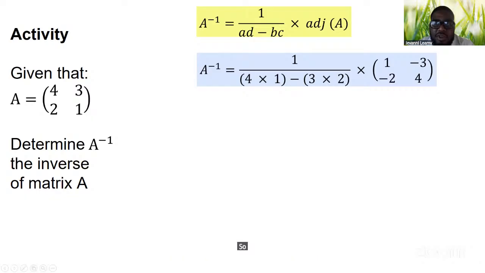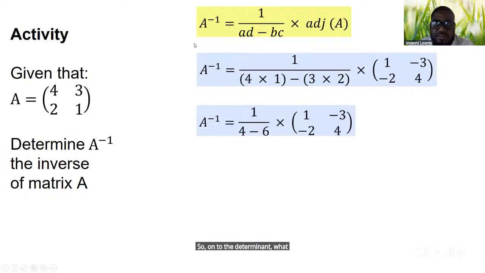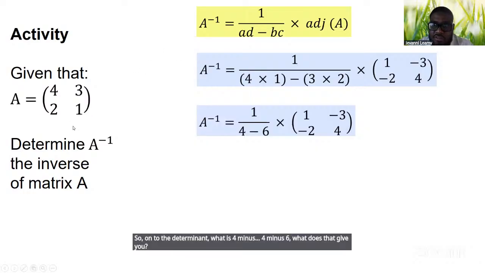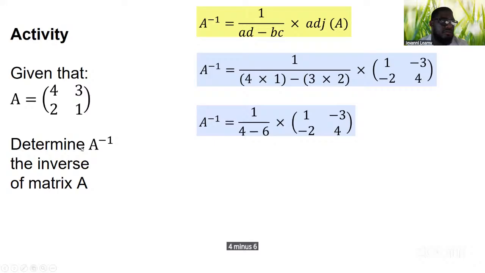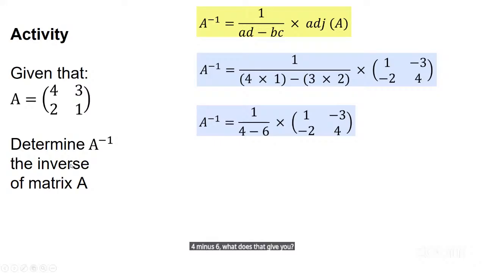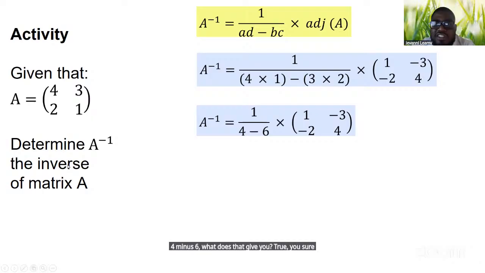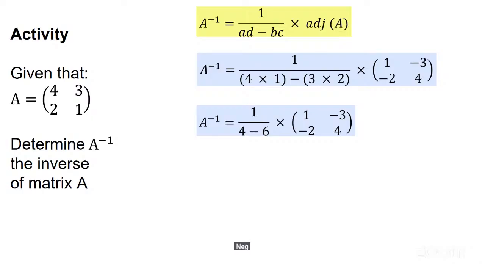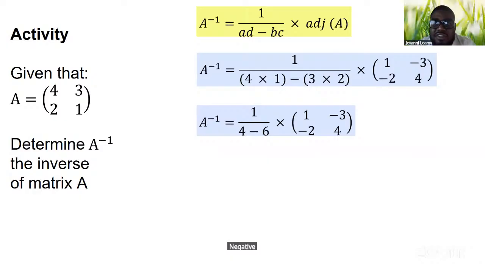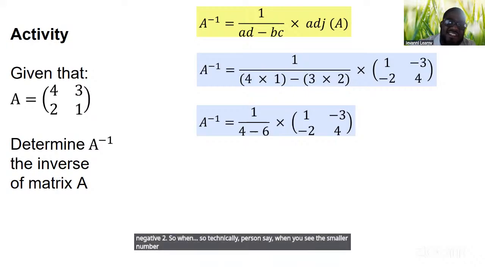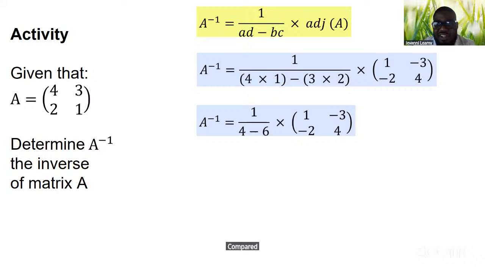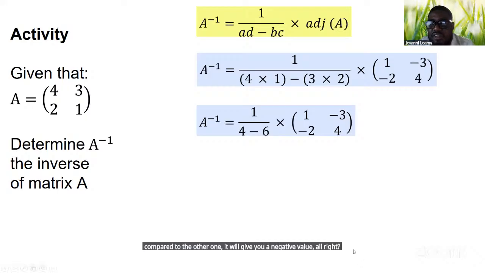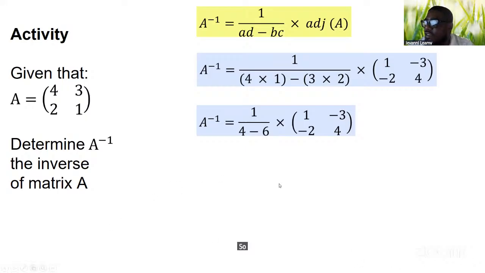So on to the determinant. What is 4 minus 6? What does that give you? 2. You sure? Positive 2, negative 2, which 2? Negative 2. So when you see the smaller number at the start compared to the other one, it will give you a negative value. All right, so 4 minus 6 is going to give you -2.